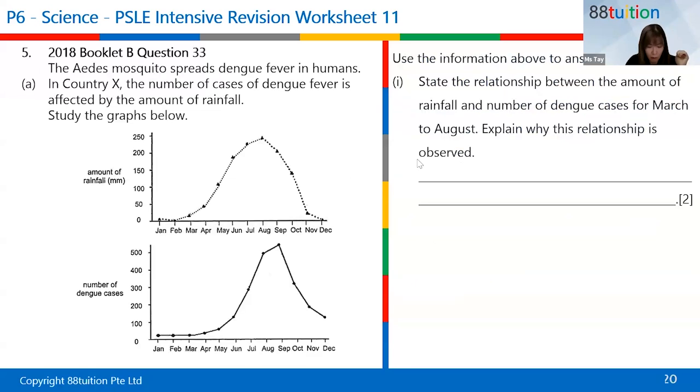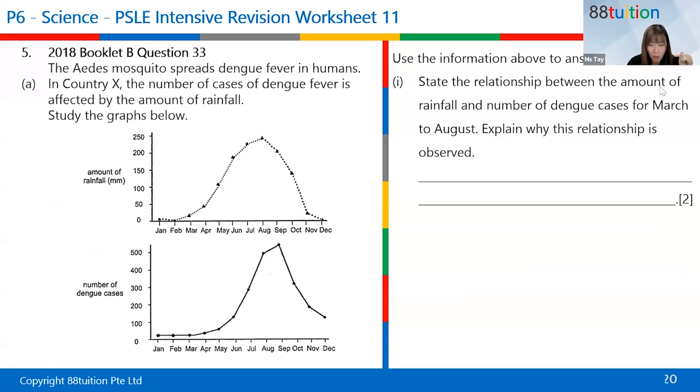Okay, so next. So let's look at this particular question. 2018 Aedes mosquito question again. Now, Aedes mosquito spreads dengue fever in humans. In country X, the number of cases of dengue fever is affected by the amount of rainfall. Same for Singapore. When there's a lot of rain, very soon you will find that there will be newspaper reports talking about more dengue cases, right? Okay, so study the graph over here and then use the information to answer the questions.